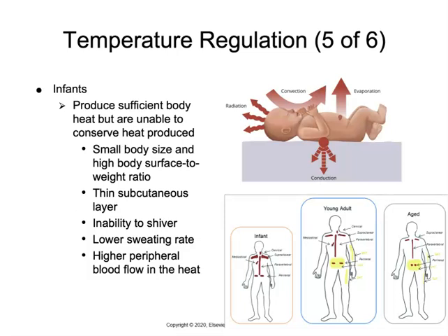We also need to note that they have their small body size and a high body surface to weight ratio. They have thinner subcutaneous skin, fascia, which means that that layer is not going to have as much adipose tissue. They also don't have the ability to shiver and have lower sweating rates and a higher peripheral blood flow in the heat. So we have to keep these infants warm.